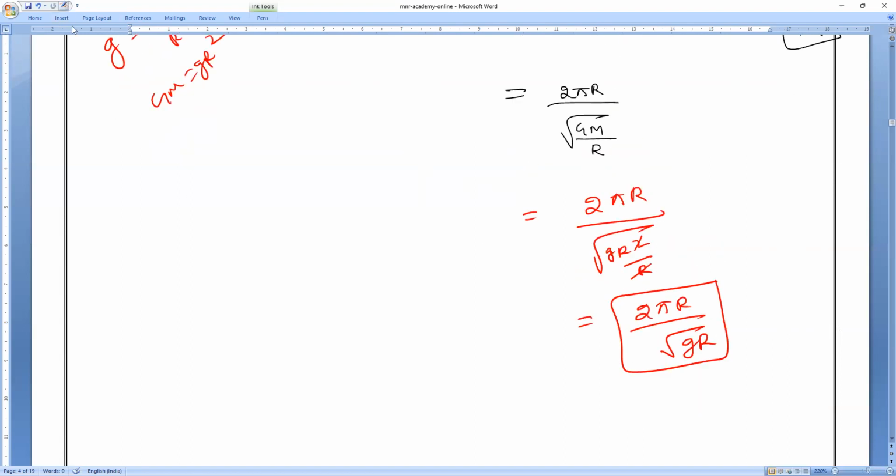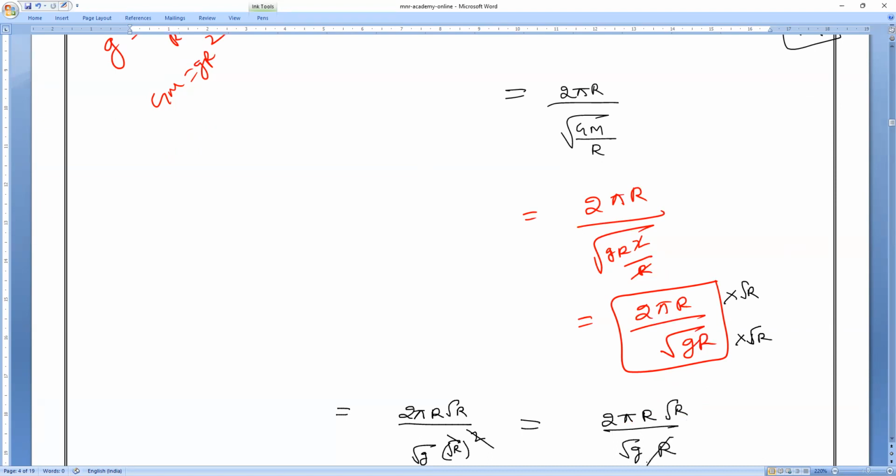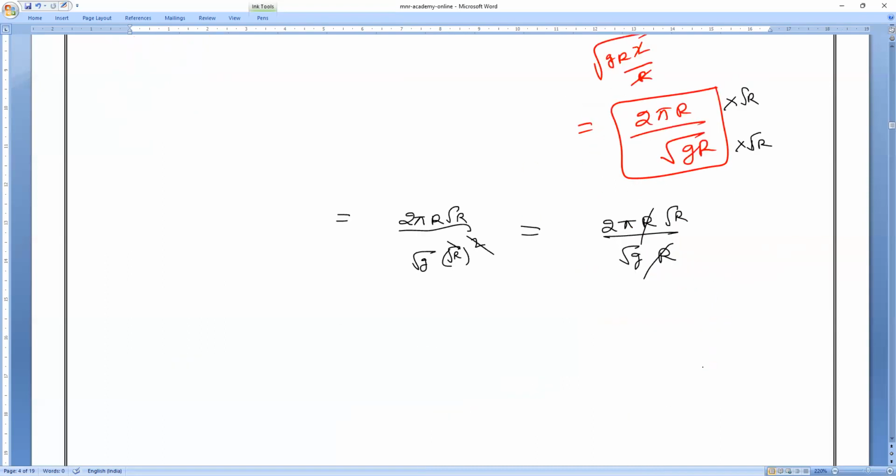Now, multiply both numerator and denominator by root R. So 2 pi R into root R divided by root g into root R into root R. Root R whole square, so the square and root get cancelled. We get 2 pi R into root R divided by root g into R. So R and R get cancelled. So what is the answer? 2 pi into root over R by g. Have you remembered this formula?